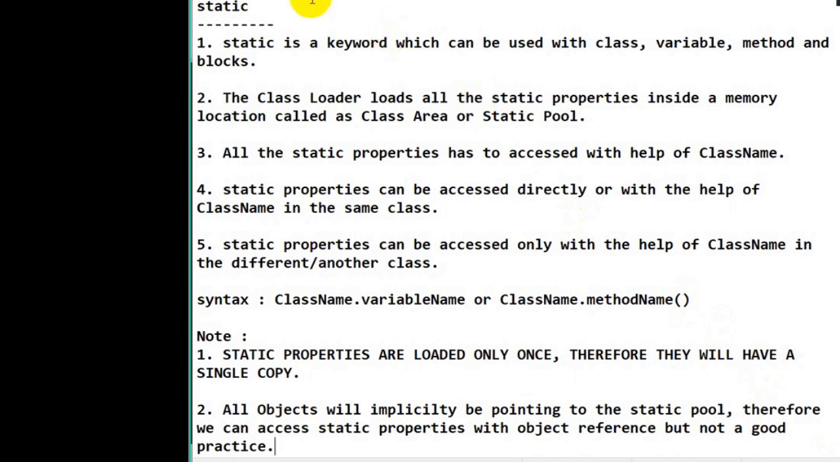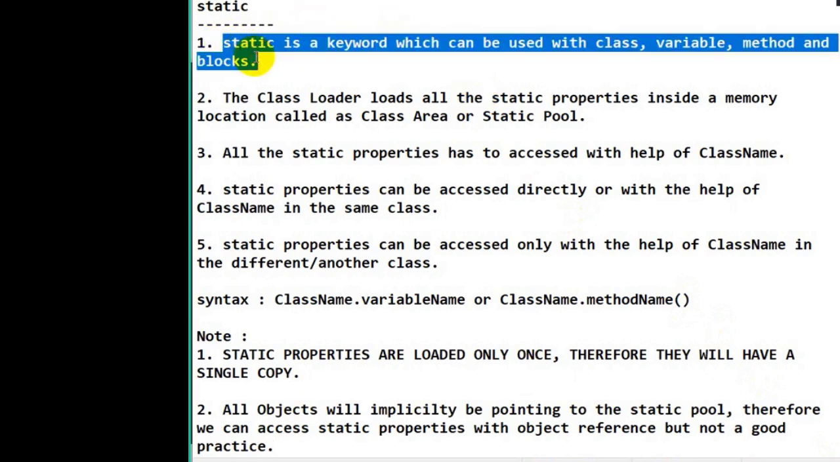What is the first point here? Read out. The first point states: static is a keyword which can be used with a class, variable, method, and blocks. So static is just a keyword. Keyword meaning it is already predefined, a compiler-known word or reserved word. So static is a predefined keyword which I can use with a class, variable, method, and block.